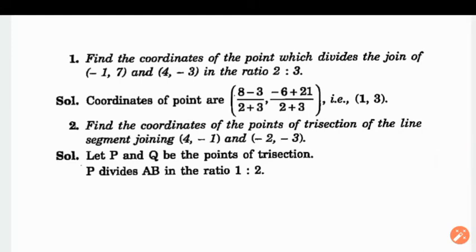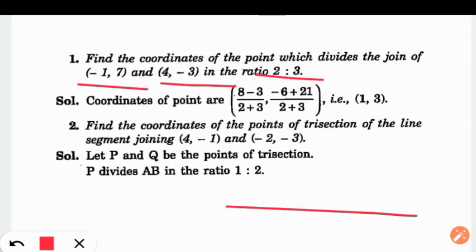Find the coordinates of the point which divides the join of (-1, 7) and (4, -3) in the ratio 2:3. So we need to find the coordinate of the point P, right? I have drawn the figure, right? Here we have P. So we need to find the coordinate of P. So what was the formula?